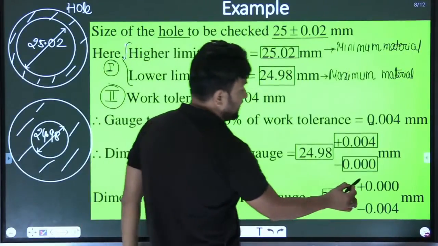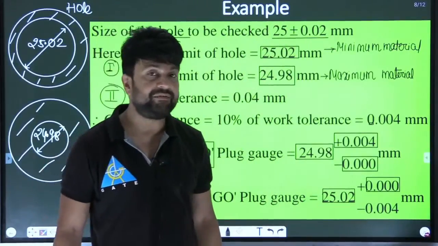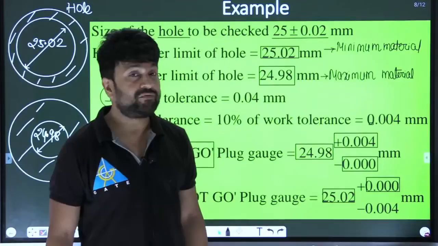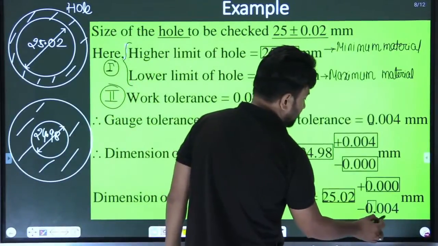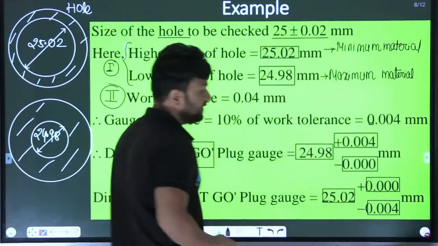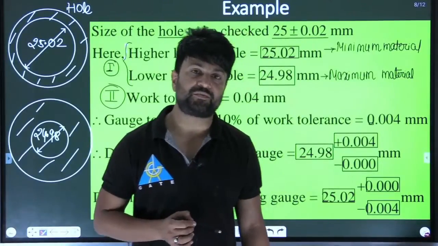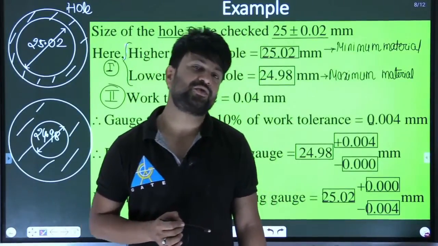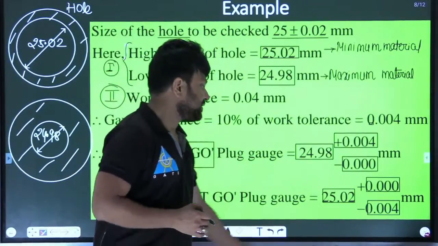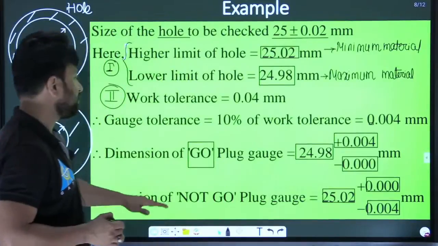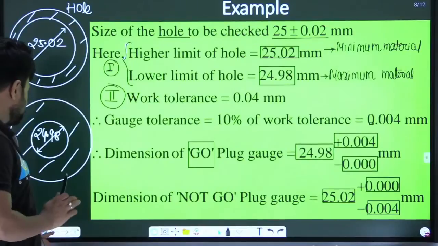So that's why the upper deviation is 0.00. Now you have to give the tolerance. In the lower deviation, you have to give the tolerance as negative 0.004, so the tolerance will become 0.004. So this is the size of not go and this is the size of go. Now, my dear, I have one question.